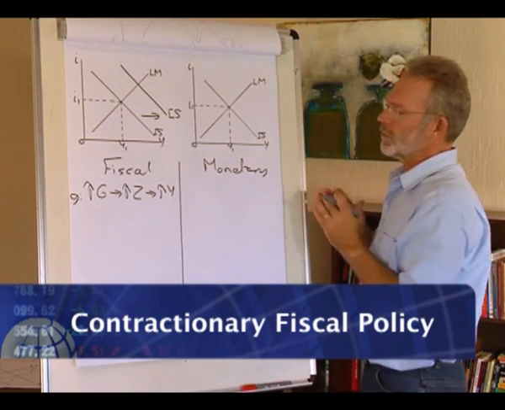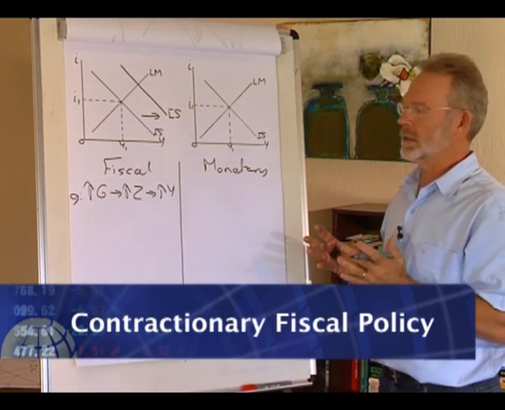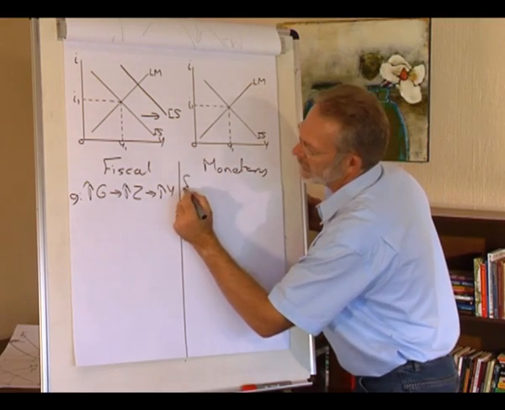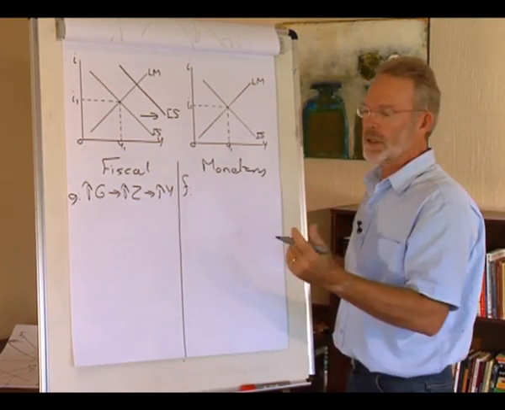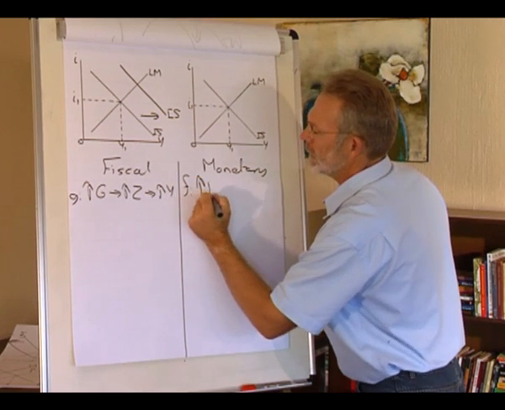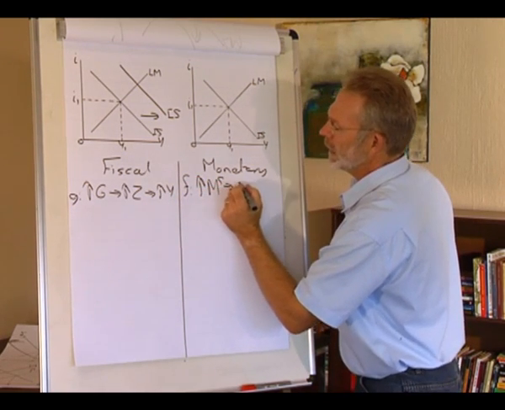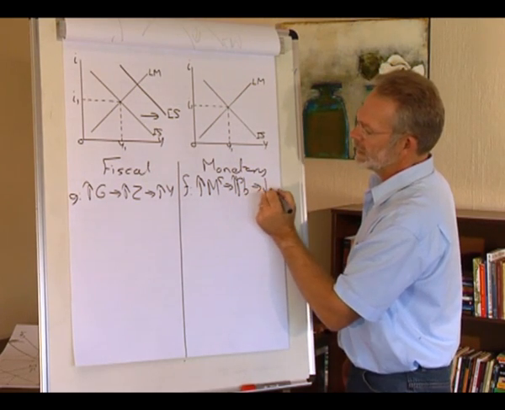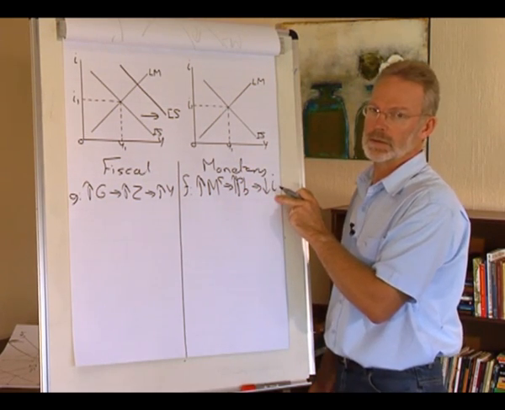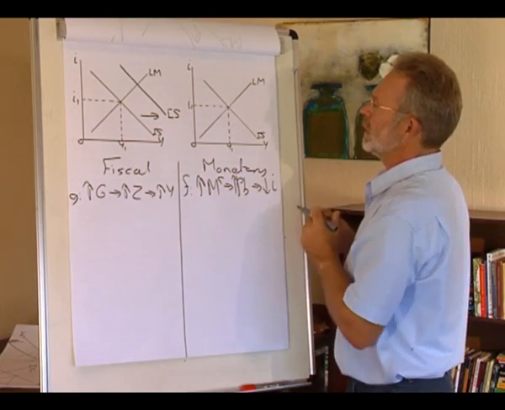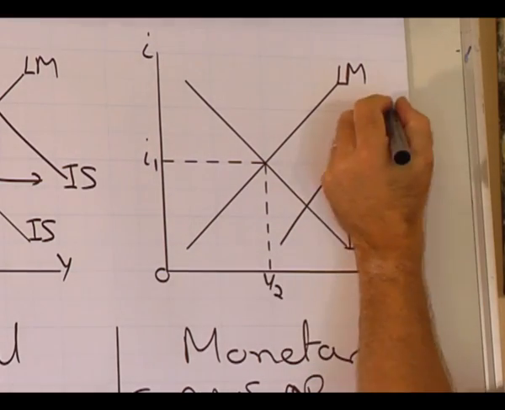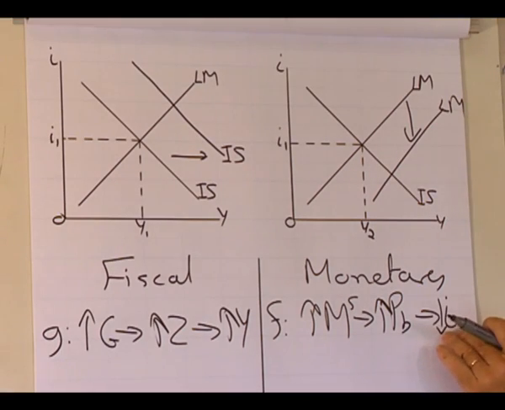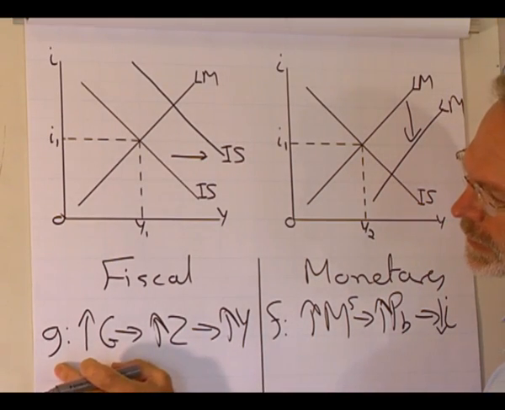Let's look at the initial effect in the monetary sector. Monetary policy deals with the financial sector. An increase in the supply of money leads to an increase in the price of bonds. This decreases the interest rate. We can show the initial effect by a downward shift of the LM curve. But the process does not stop with the initial effects.